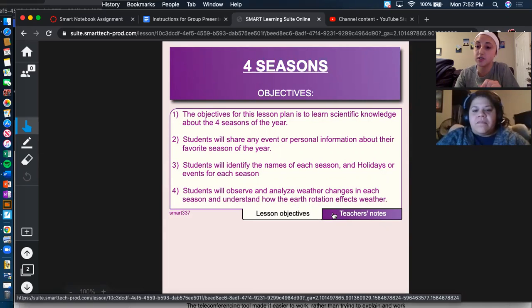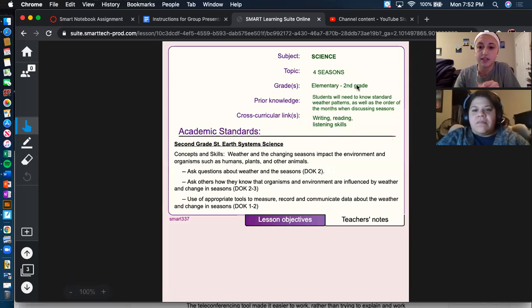Some of our teacher notes. So this lesson is going to be for elementary. We were thinking second grade. It kind of was in line with Colorado standards. So this lesson really touches on weather and the changing seasons.